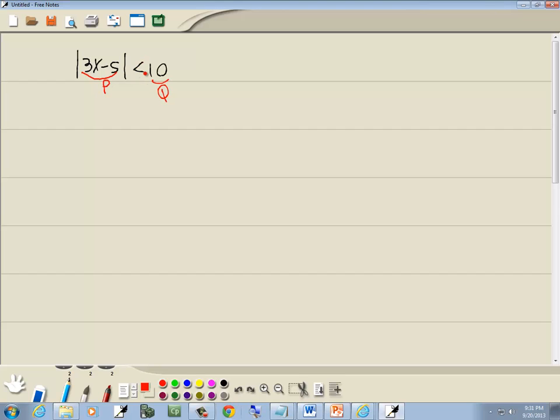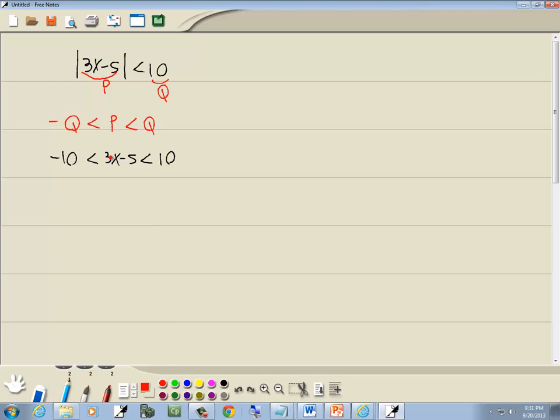Now this is the less than formula. If you have a less than or less than or equal to, it is case 1, and our formula looks like this: negative q is less than p is less than a positive q. There's no line underneath here. It's not a less than or equal to. It's just a less than, so these are just less thans. Now everywhere we have a p, we'll plug in 3x minus 5, and everywhere we have a q, we'll plug in 10. So I got negative 10 is less than 3x minus 5 is less than a positive 10.